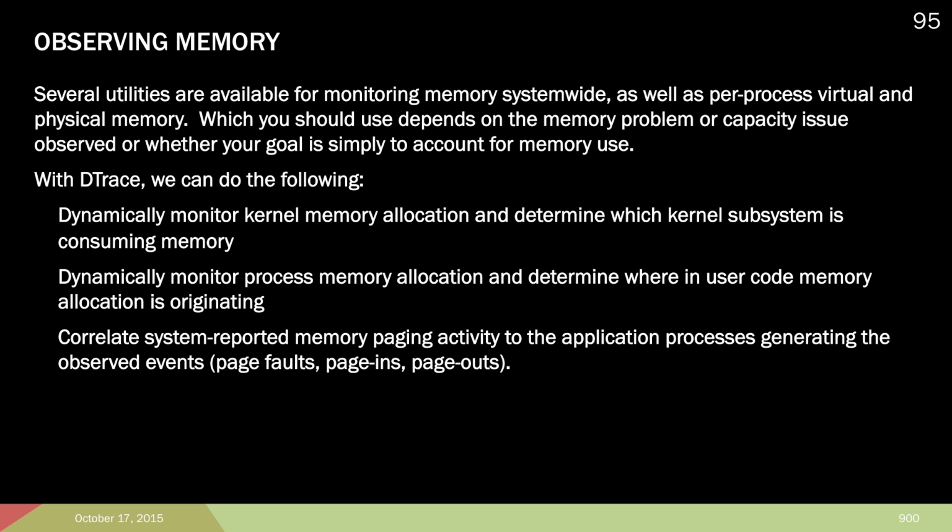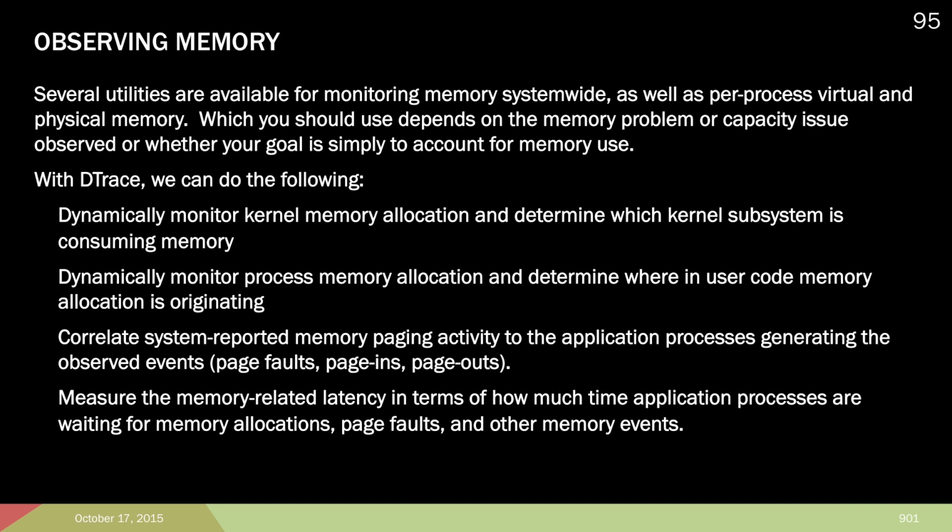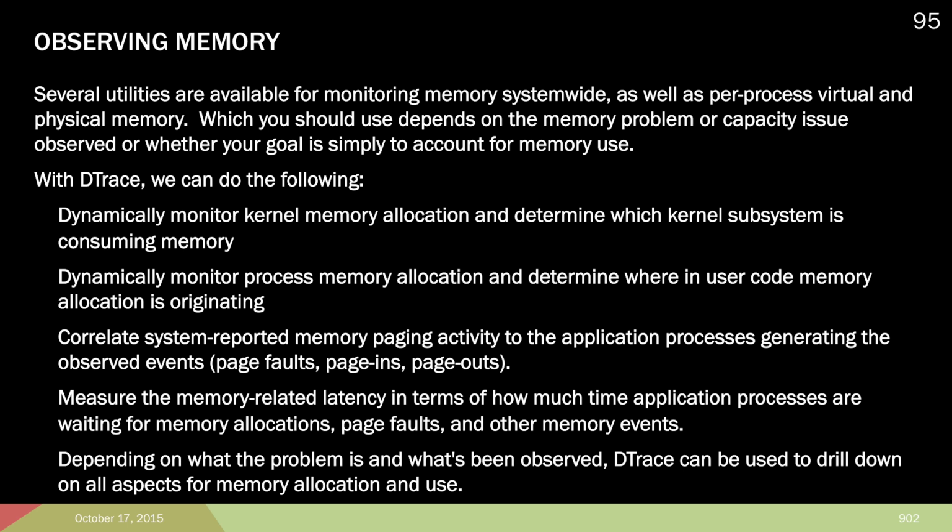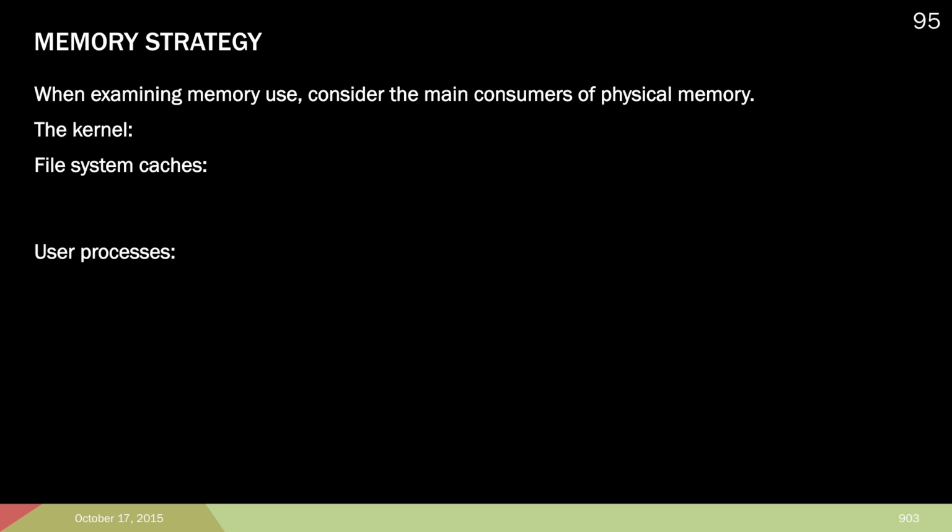Correlate system-reported memory paging activity to the application processes generating the observed events: page faults, page ins, page outs. Measure the memory-related latency in terms of how much the application processes are waiting for memory allocations, page faults, and other memory events. Depending on what the problem is and what's been observed, DTrace can be used to drill down on all aspects of memory allocation and use.